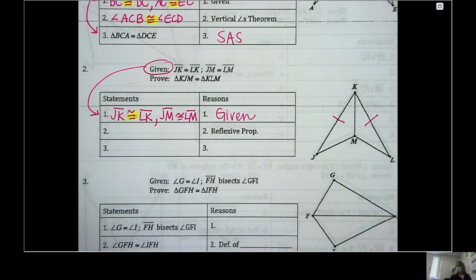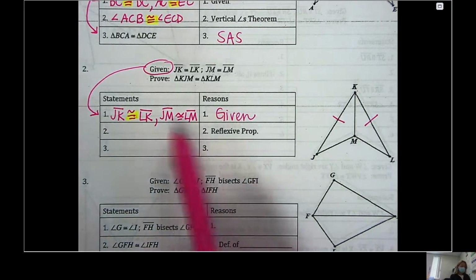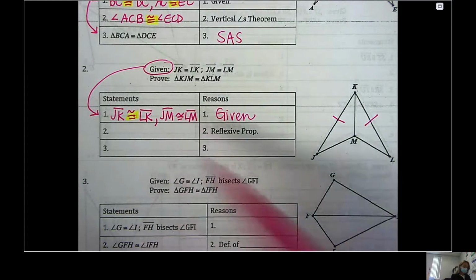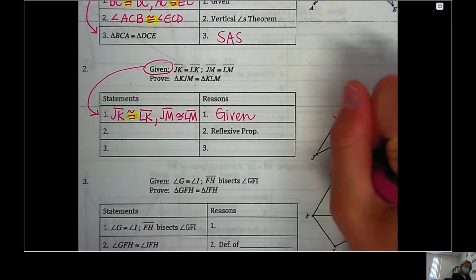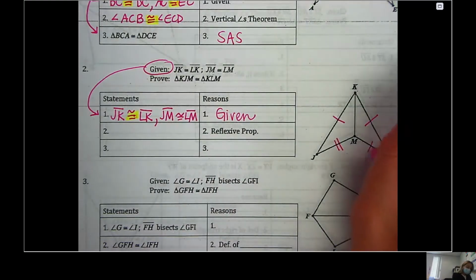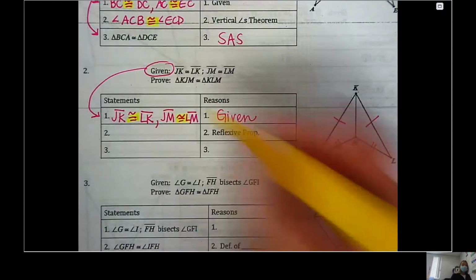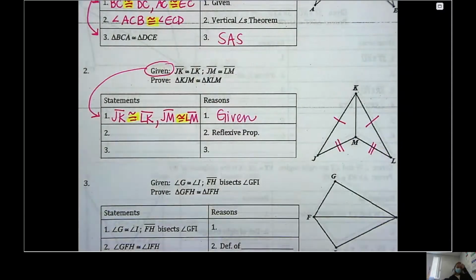Which one? Sides or angles? Sides again. How many tick marks should I put on them this time? 2. It's my second one. So here's JM. Here's LM. All right. There's my second congruent symbol. So you should be circling your congruent symbols with me or highlighting them or something.